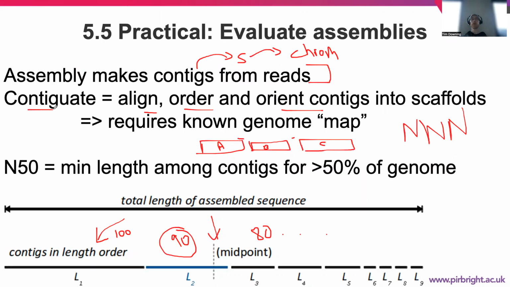This process is known as configuration. So it's this combination of procedures, alignment, ordering, and orienting. So this requires a known genome. So if you don't have a genome map, that's more challenging.